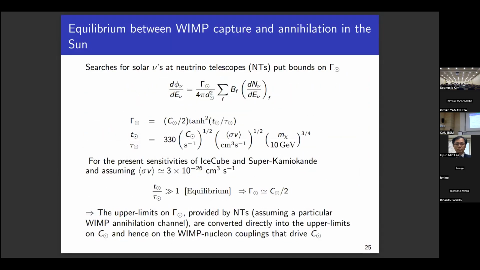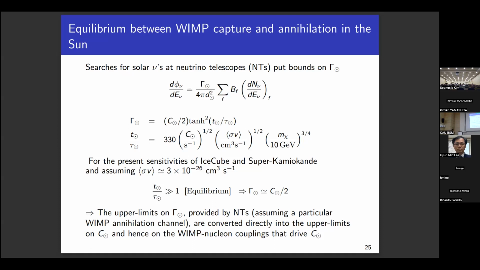So actually, the relation between the annihilation rate of WIMPs and the capture rate is like this. This is basically the age of the sun, and this is the time scale of equilibrium. Now you can see this ratio looks like this. According to the present experimental sensitivity, for the capture rate that we can probe, this ratio is much larger than 1. So this hyperbolic tangent is almost 1, so we can assume equilibrium, that is, the capture rate of 1 WIMP is equal to the annihilation rate of 2 WIMPs.